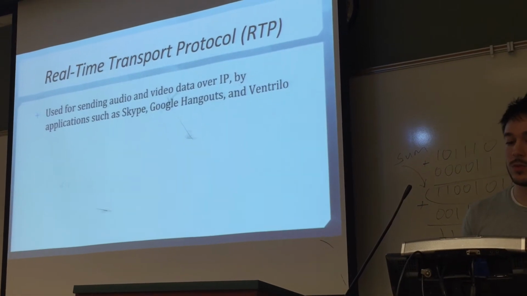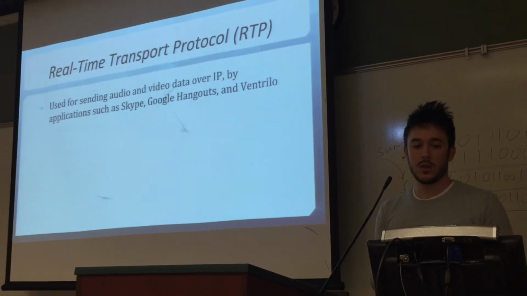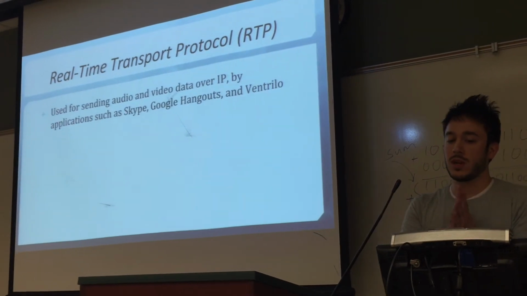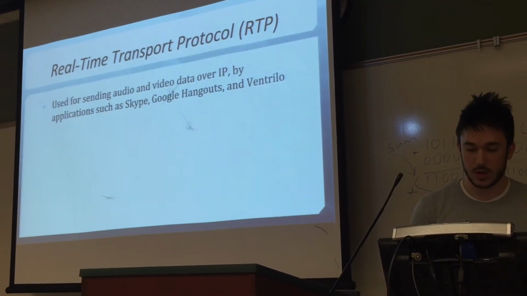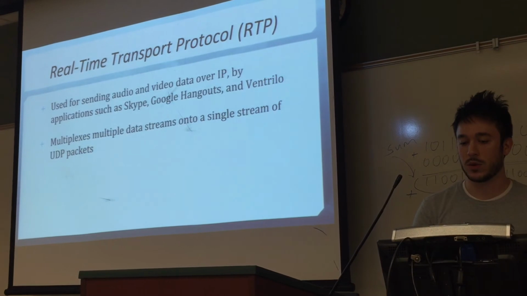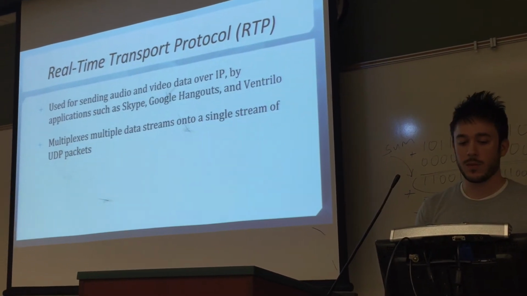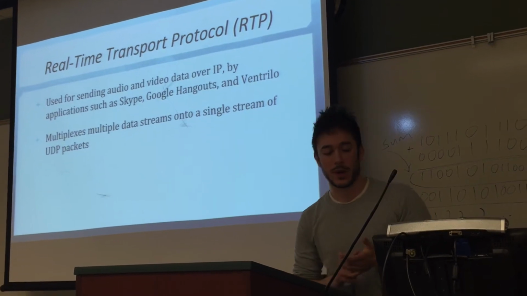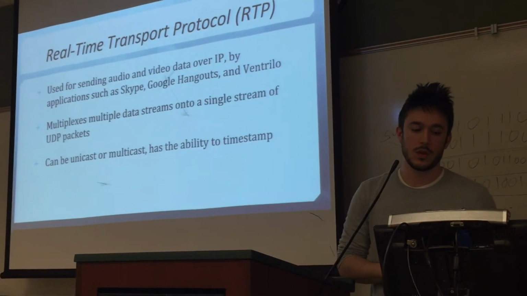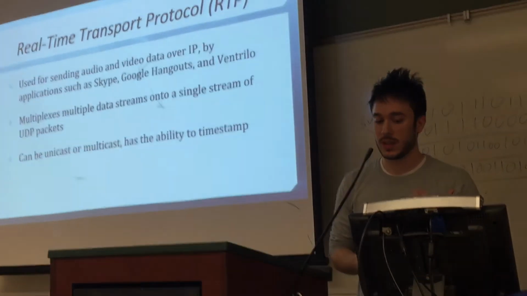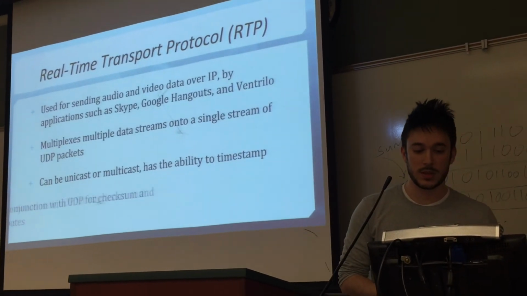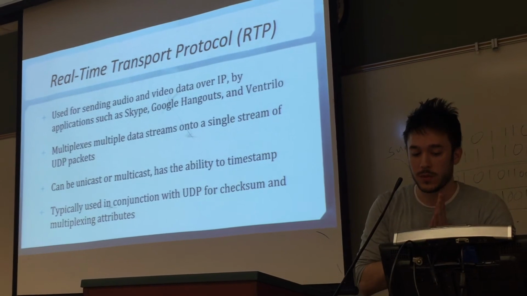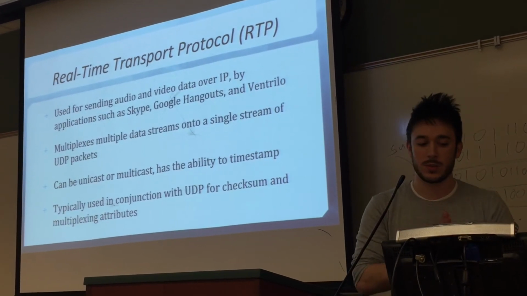So now we're going on to the Real-time Transport Protocol. It's used for sending audio and video data over IP, in applications such as Skype, Google Hangouts, Ventrilo. It's primarily voice over IP. It multiplexes multiple data streams onto a single stream of UDP packets. It can be unicast or multicast, and it has the ability to timestamp. And it typically is used in conjunction with UDP for its checksum and multiplexing attributes.